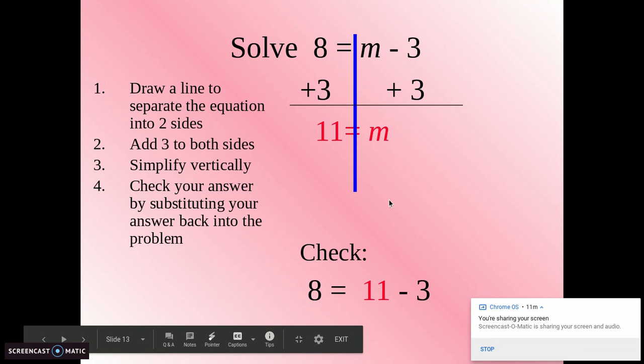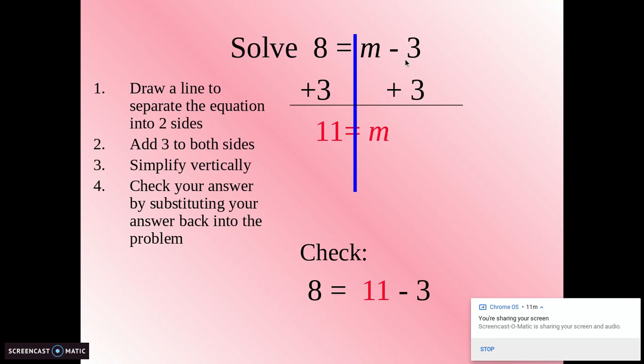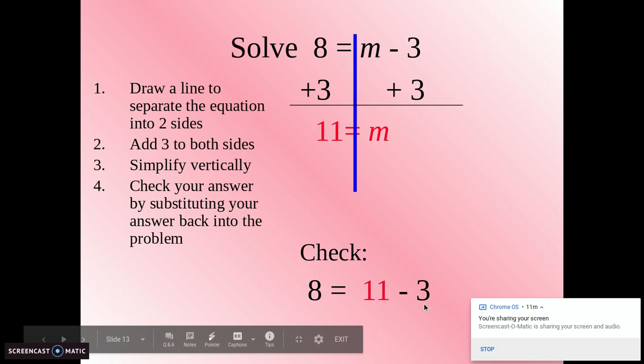To check, put the value of m in the question. So 8 equals, instead of m, we'll write 11. 11 minus 3 is 8. So the left-hand side is equal to the right-hand side. So that means that the solution for m equals 11 is correct.